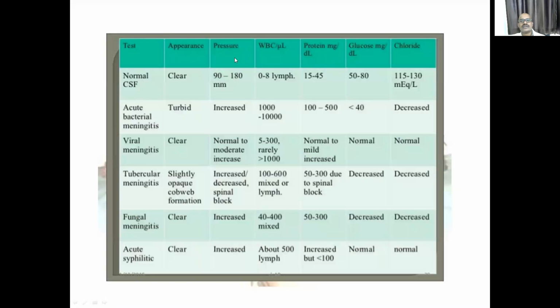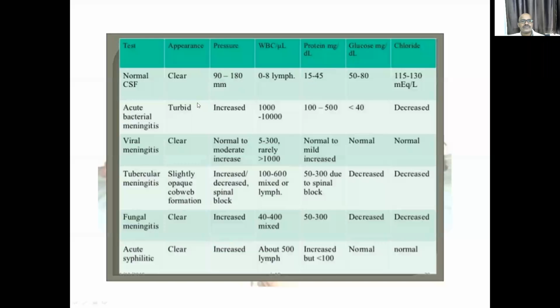So after obtaining the CSF, based on the values, we can come to a conclusion. Normally the CSF is clear. The CSF pressure is 90 to 180 millimeters, with less than 5 cells. Up to 8 or 9 mononuclear cells is a normal number. Normally lymphocytes are present, about 5 to 8 in a normal adult individual. The protein is 15 to 45 milligrams per deciliter.